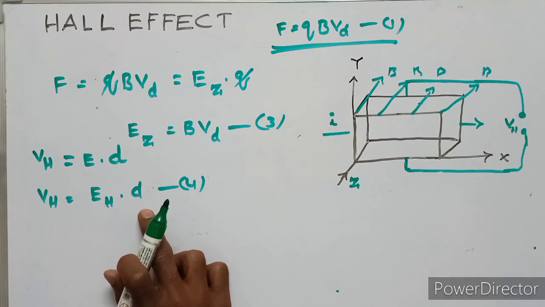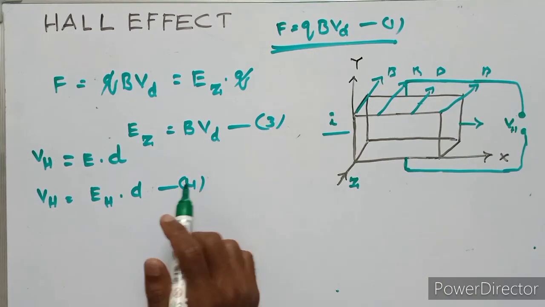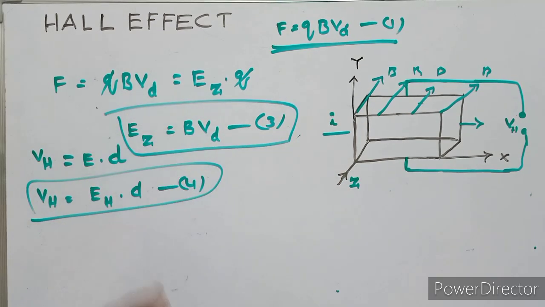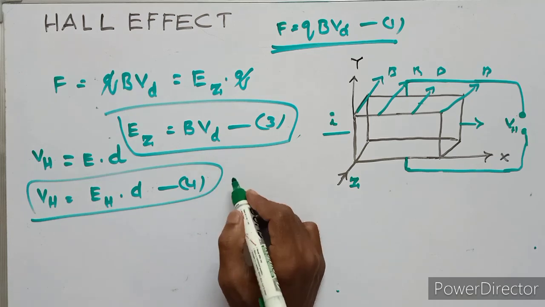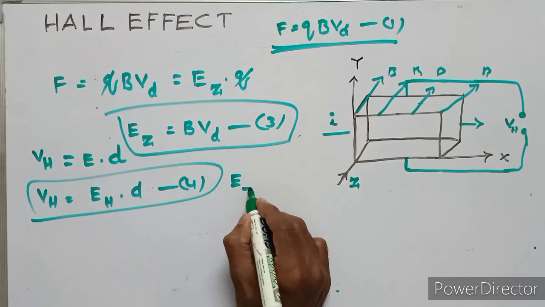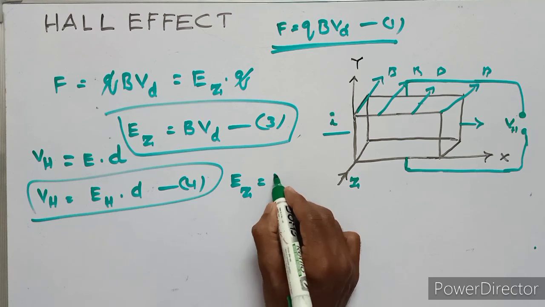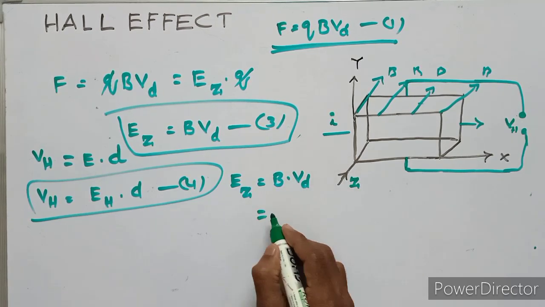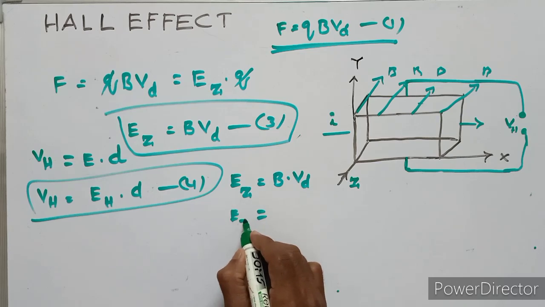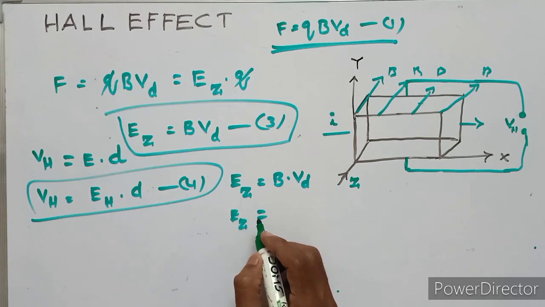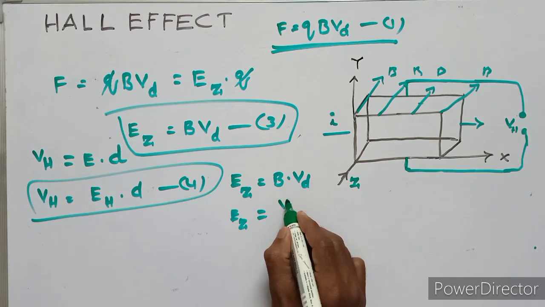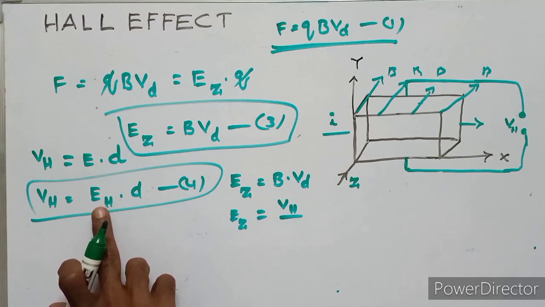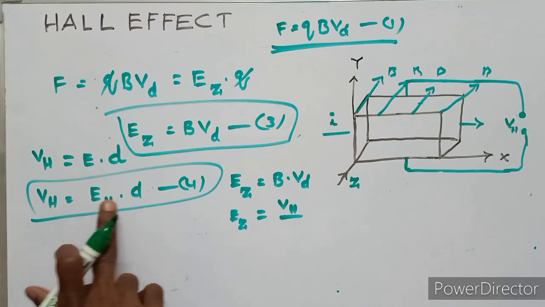Here D. Okay, from equations 3 and 4, E Z is equals to B into V D, that is equals to E Z is equals to V H upon D.